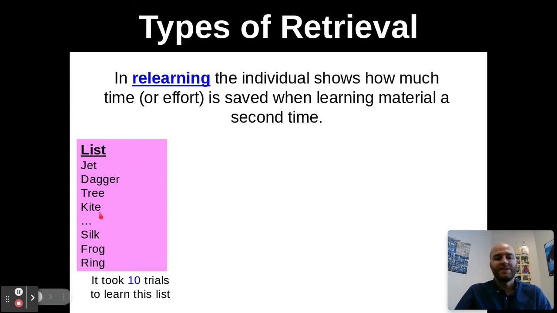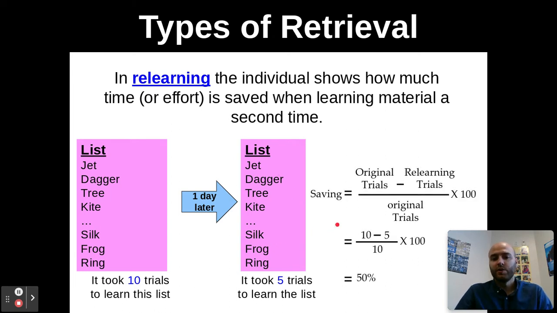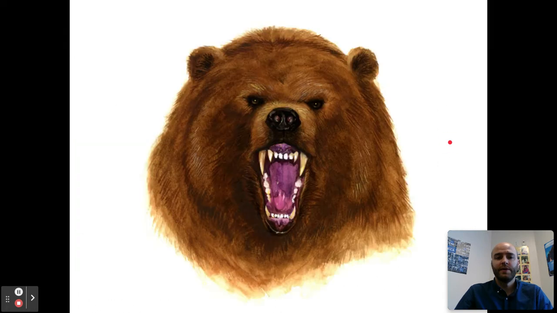So let's say it took you 10 trials to remember this list. And then one day later, you came back and you relearned it, and it only took you 5 trials to memorize it. So what that tells us is that relearning can cut our learning time in half when we come back to these things and relearn them again and again and again. And relearning is that type of retrieval. It helps it be much more present in our minds and easier to retrieve because of the amount of time and effort we've put into learning it.